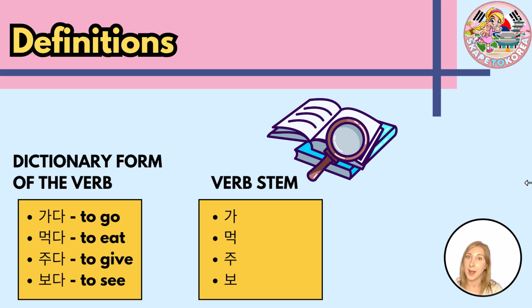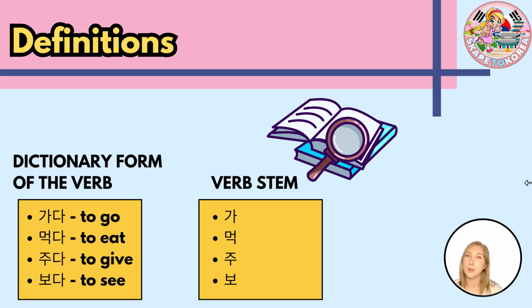The term I have already mentioned is the dictionary form of the verb, and that is 가다, to go, 먹다, to eat, 주다, to give, 보다, to see. So these verbs in their dictionary form will always end in 다, and the conjugation starts there.